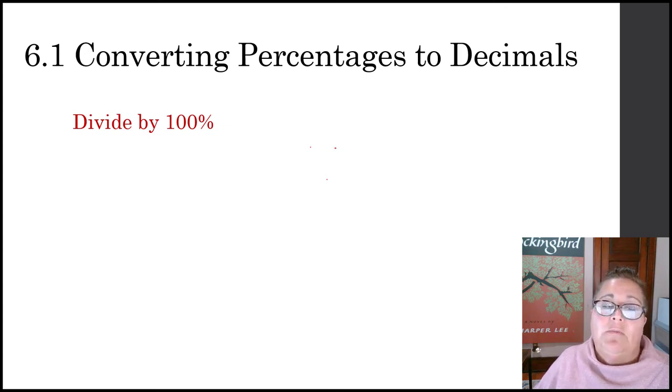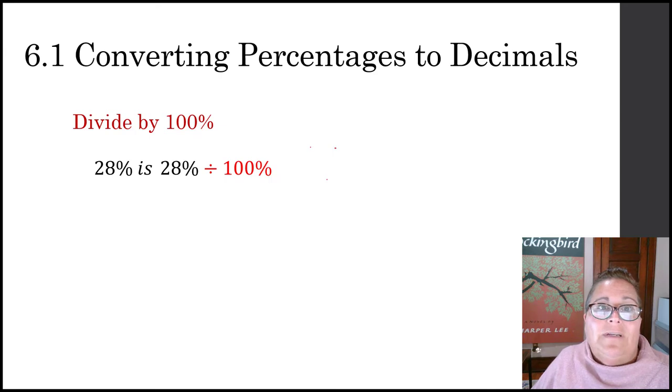If we're converting percentages to any other modality, decimals, fractions, whole numbers, whenever we're taking the percentage symbol off, we want to divide by 100. So 28% is also written as 28 divided by 100, or 28% divided by 100%. In this way, the units or percentages cancel, and we're left with 0.28.